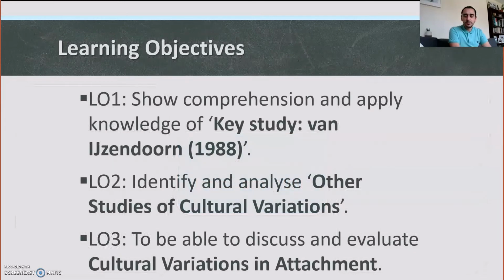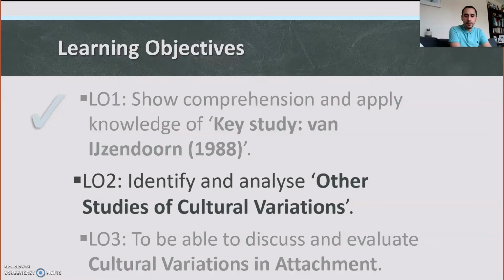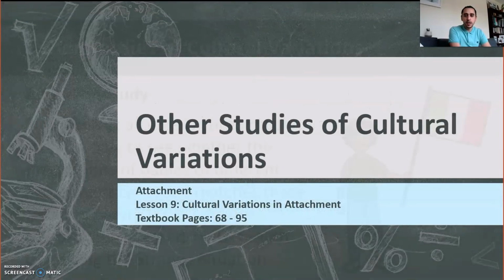Right. That is learning objective 1. Tick it off. Ching, we done it. Let's move on to learning objective 2. Identify and analyze other studies of cultural variation. Now, Van Ijzendoorn's was the key study, but there are other studies that we can look at, looking at the cultural variations in attachment. Let's start with some of those.